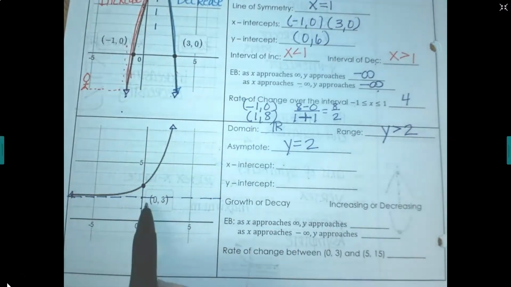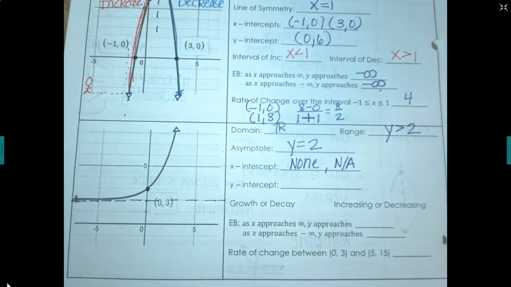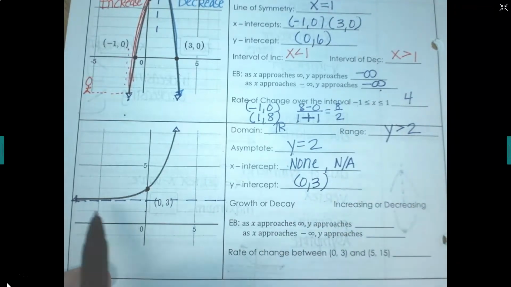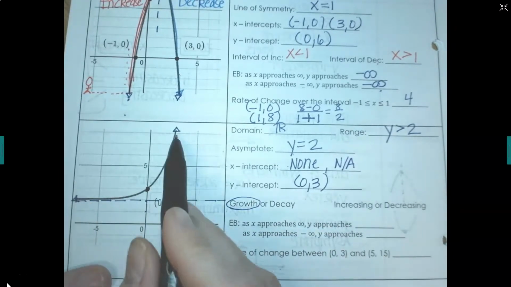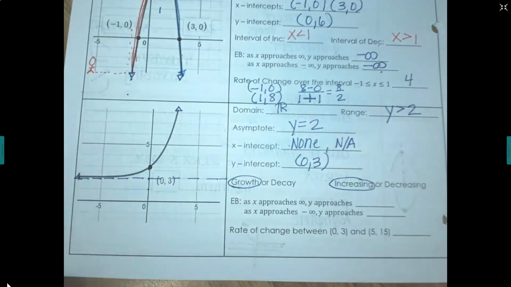My x-intercept, because I can never pass my asymptote, I'm never going to get to the x-intercept. So I'm going to write none or not any. Don't leave it blank. Some indication that there isn't one. Do not put a 0 because a 0 is a number. My y-intercept is where the graph crosses the y-axis, here at (0, 3). Growth or decay, this starts off small and gets really big, so it grew up. So this is a growth. So it's going up from left to right. That makes it increasing.